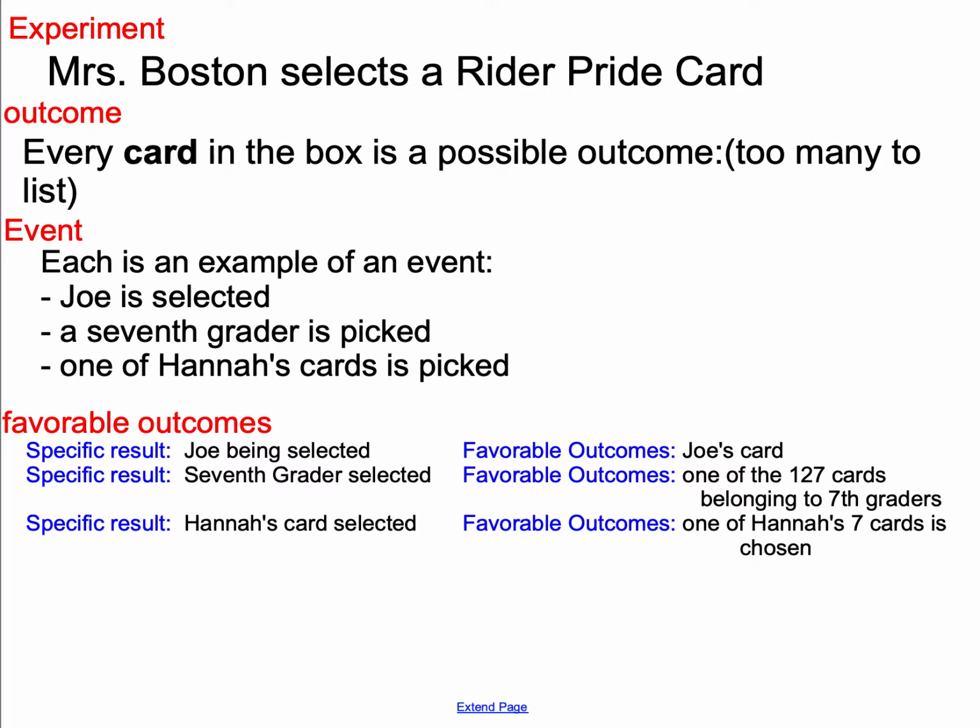Here are some favorable outcomes. If the specific result we're looking for is Joe being selected, the favorable outcome is Joe's card. If the specific result is a 7th grader being selected, then one of the 127 cards belonging to 7th graders would be the list of favorable outcomes. If the specific result is Hannah's card being selected, then one of the 7 cards in the box that have Hannah's name on it would have to be selected as your favorable outcomes.